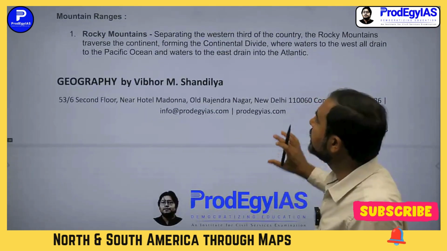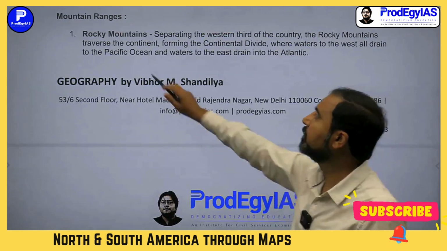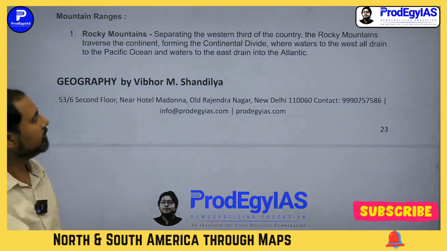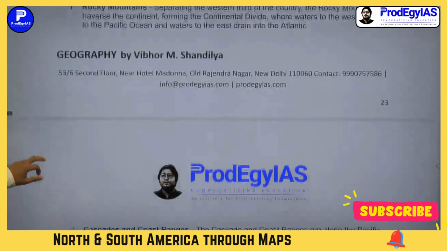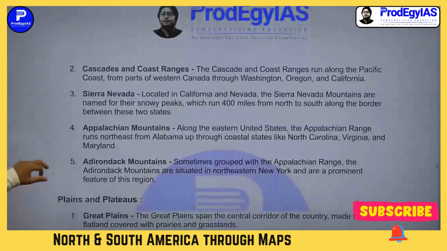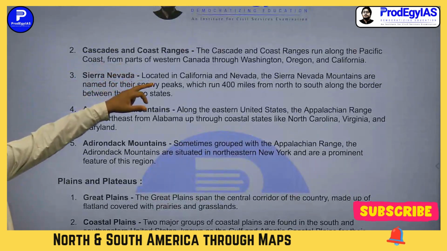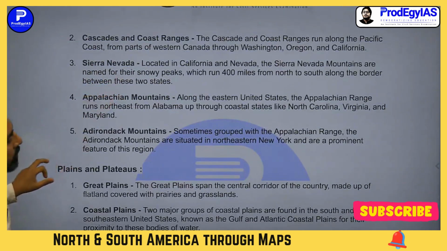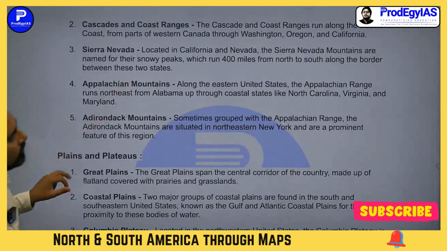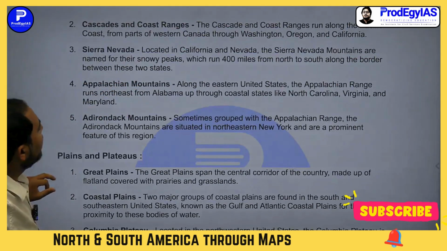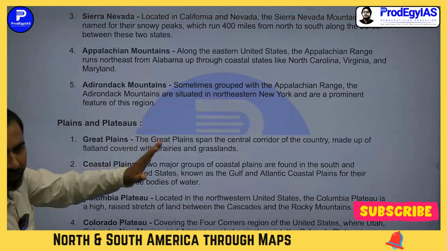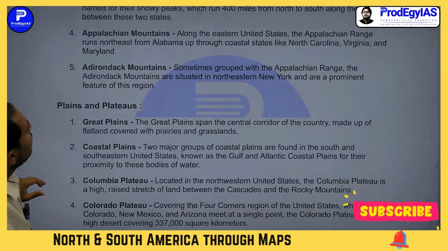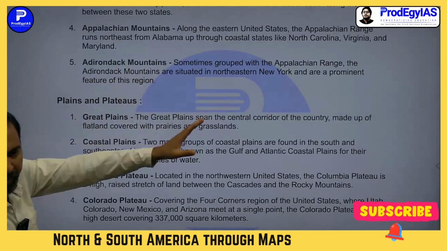Then mountain ranges, the important mountain ranges: the Rocky Mountains, the Rockies, then the Cascades and coast ranges. We have seen them on the map. Sierra Nevada in the California region, the Appalachians on the eastern side, and the Adirondack, which is also on the eastern side.